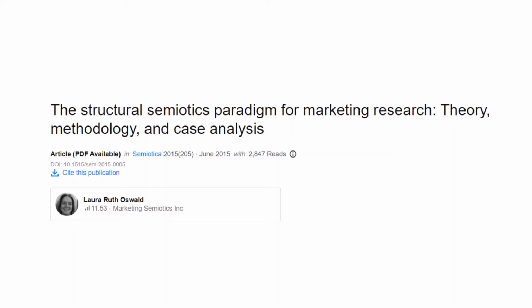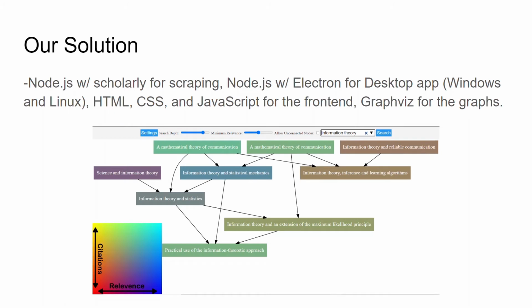So, our solution was to create graphs of related papers to make it easier and visualize it for people to see what articles are related to the subject they're researching. Node.js was used with Scholarly for scraping the Google Scholar API, which we use to see the relations and citation counts of the articles. The more the article is cited, the more relevant it was to us.